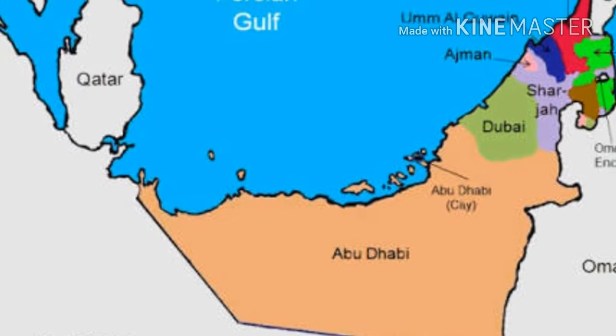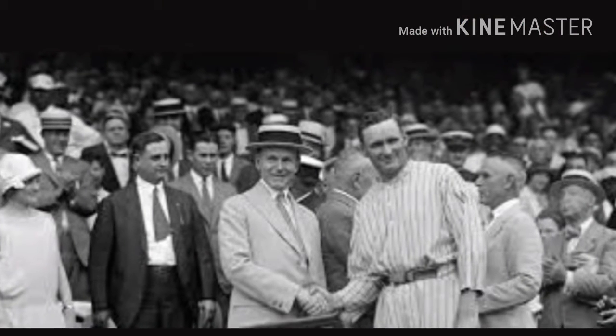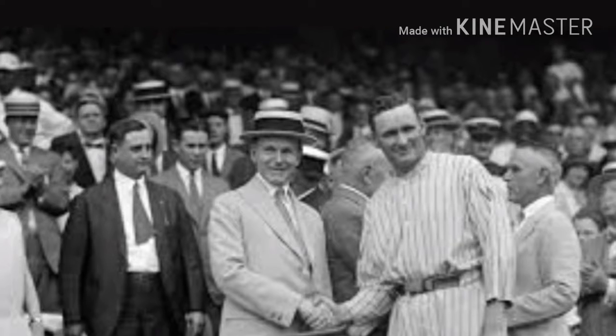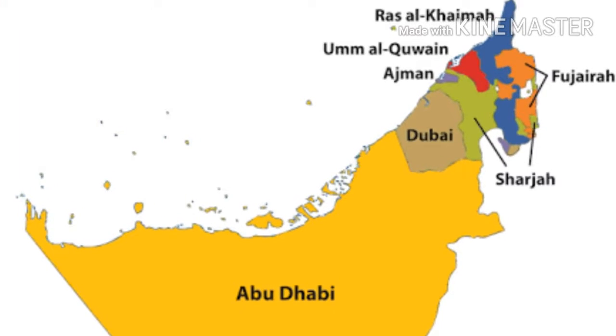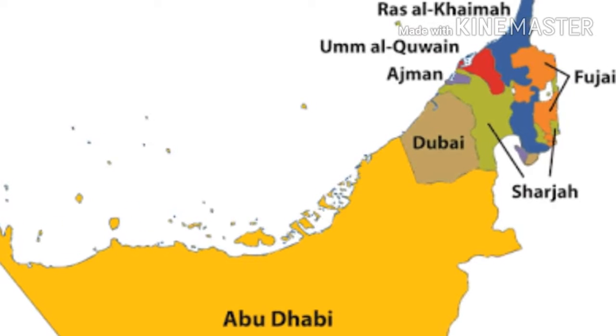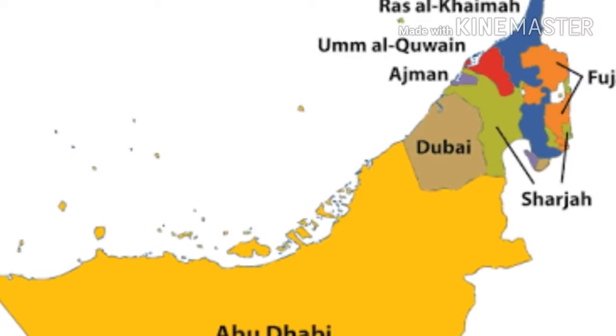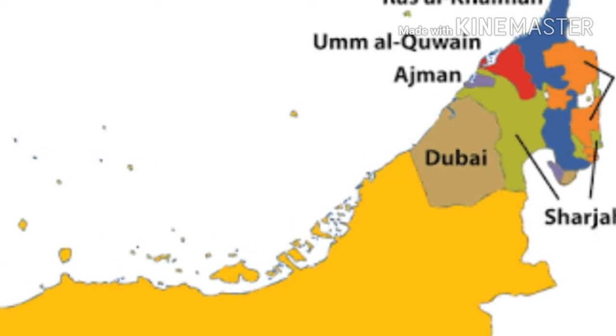The Trucial States of the Persian Gulf Coast granted the UK control of their defense and foreign affairs in 19th century treaties. In 1971, six of these states, Abu Dhabi, Ajman, Al Fujairah, Al Sharjah, Dubai, and Al Quwain, merged to form the United Arab Emirates, UAE. They were joined in 1972 by Ras Al Khaimah, the then ruler of UAE.